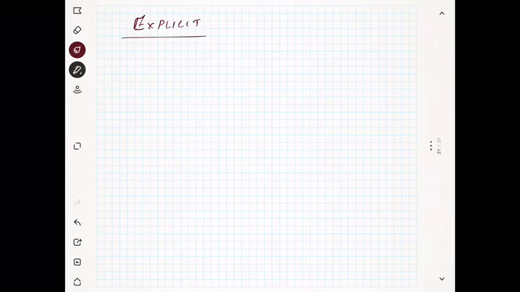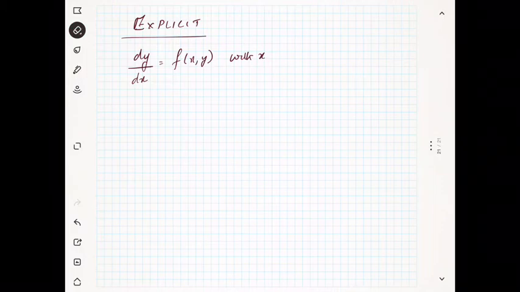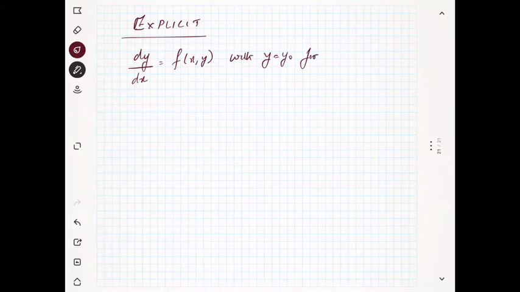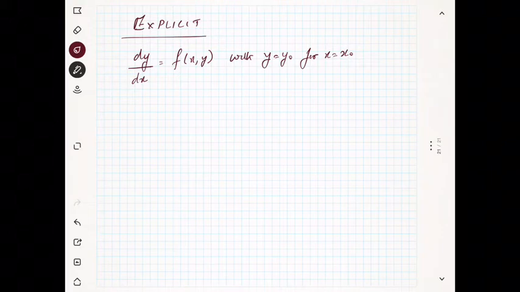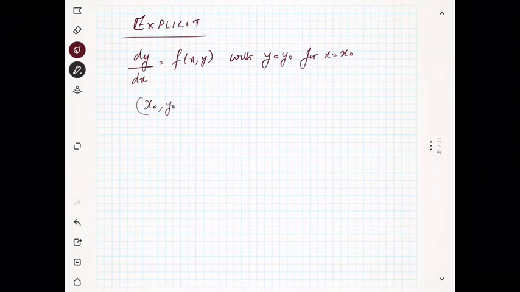Okay, so we are given a differential equation dy by dx is equal to some function of x comma y, with y equal to y naught for x equal to x naught. An initial value has been given. According to that, we have to trace the function, right? That's what we have already explained. Now we are starting with x naught and y naught.